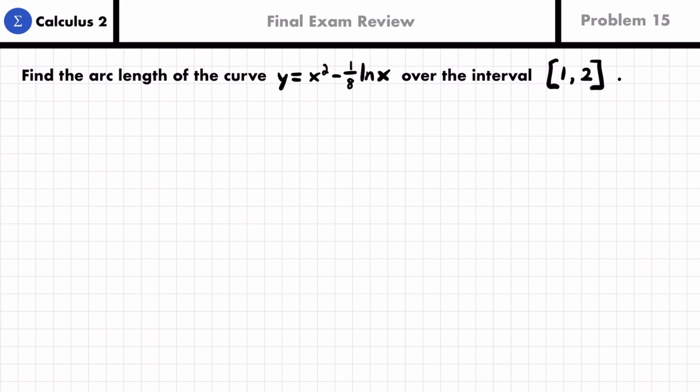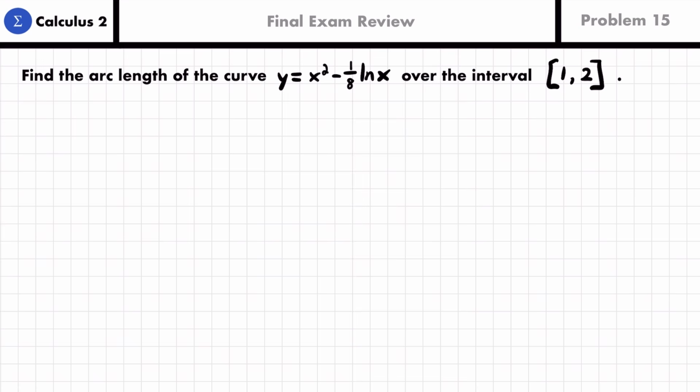For problem 15, we want to find the arc length of the curve y equals x squared minus 1/8 times the natural log of x over the interval from 1 to 2, including both of those endpoints. Okay, so these instructions are pretty straightforward. We know we want to find the arc length of a curve. We've been given that curve, and we have the interval for which we want to find the arc length over. So what we need to do here is set up the integral to calculate the arc length.